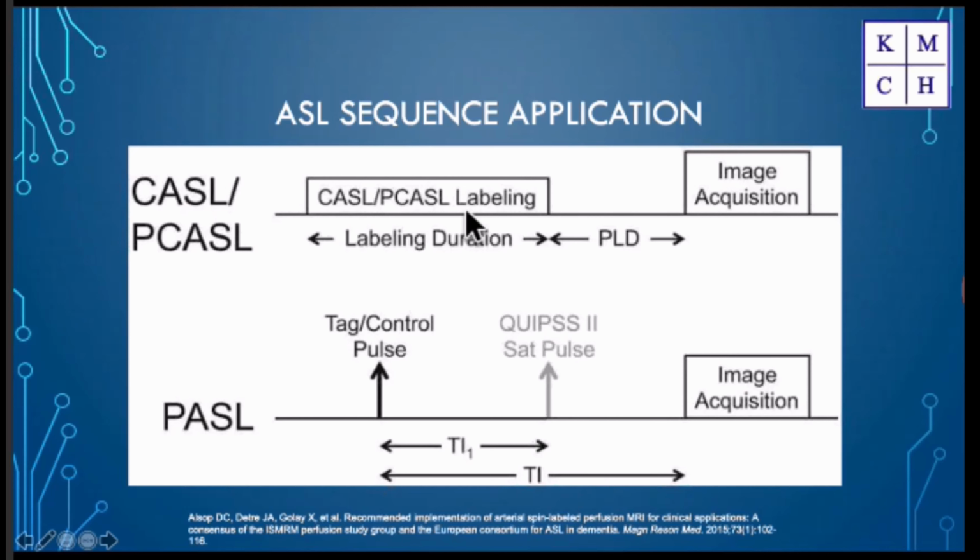As we can see here, the sequence diagram for an ASL, we have a labeling phase or the tagging phase, and then we wait for a time period that is called the post-labeling delay. If it was a pseudo-continuous form, the parameters that you would see in your machine would be the labeling duration, and the PLD or the post-labeling delay. On the other hand, if you have a pulse ASL, since they're all inverted at the same time, you will have a single pulse over a thick slab of tissue, and from that to the image acquisition, we have a time that is called the time to invert.